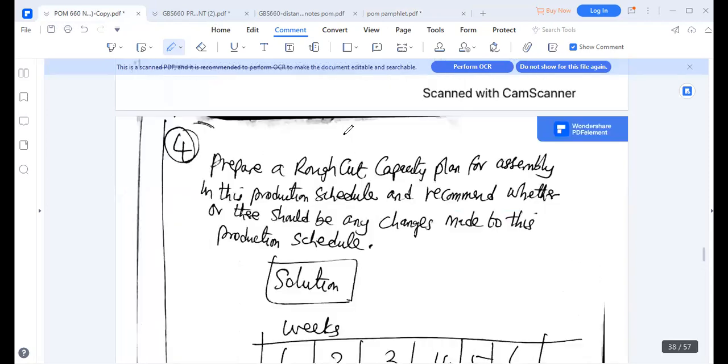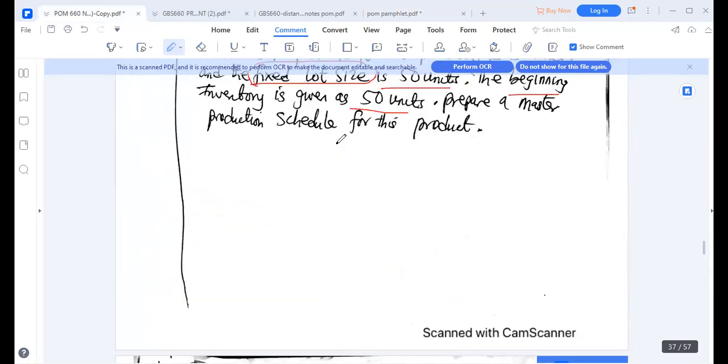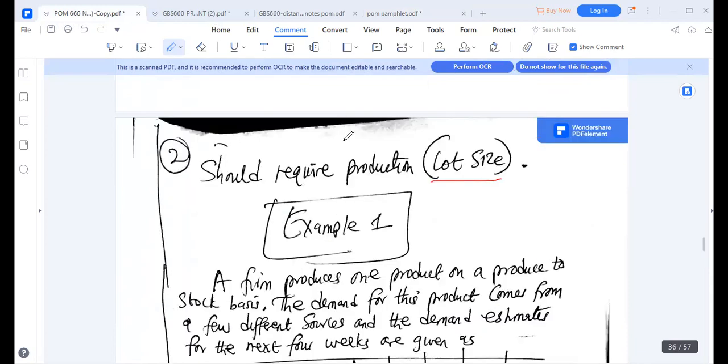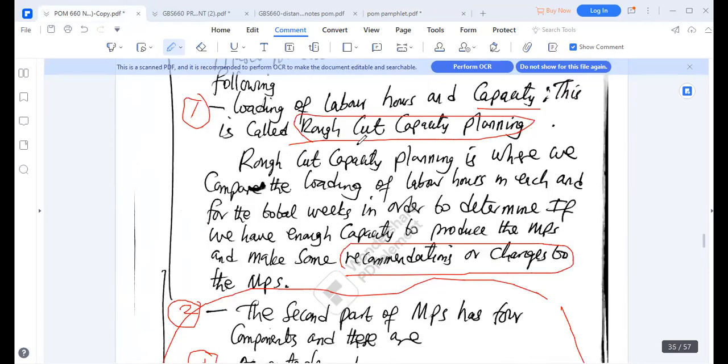So this is coming from the first part of the master schedule, which is rough cut planning, where we compare the loading of the hours in each week and for the total weeks in order to determine if you have enough capacity to produce the master schedule, and make some recommendations or changes to the master schedule. This is what goes on as we look at this kind of problem.